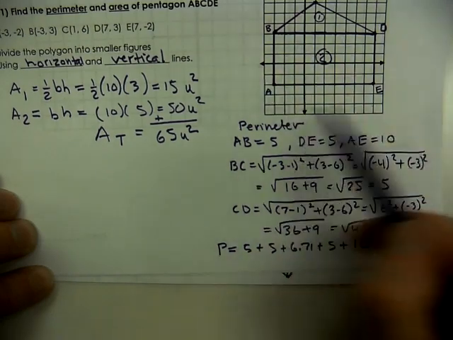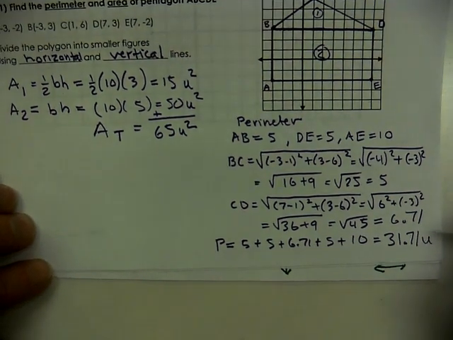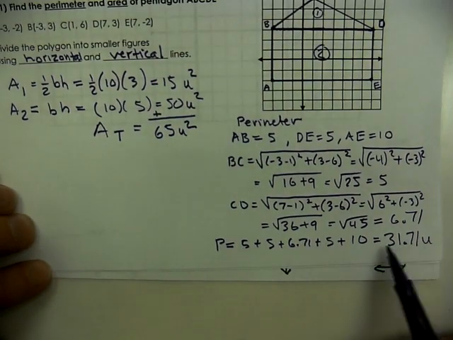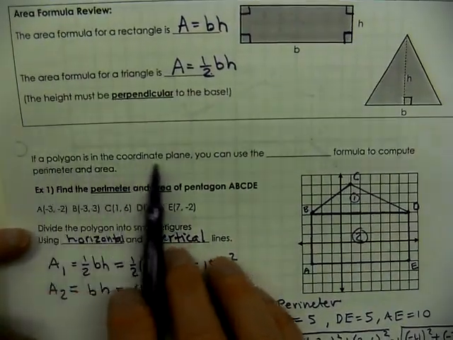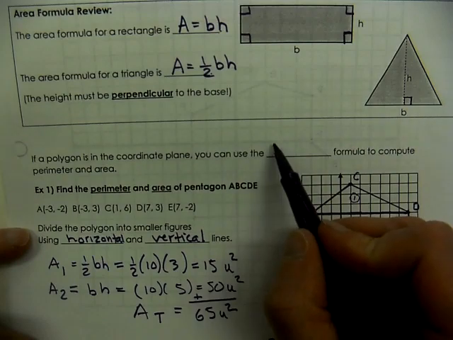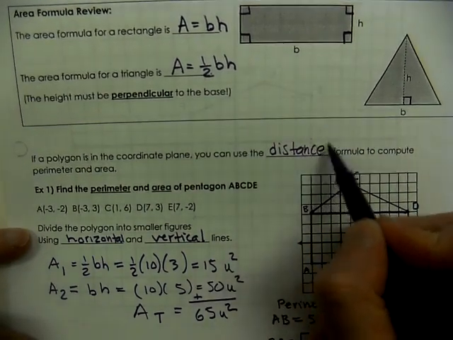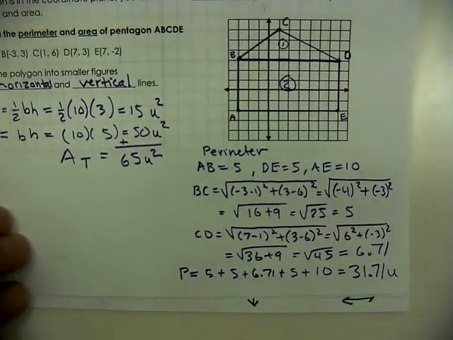And again, we don't have units provided, so we just use the letter U for units. These are not square units. Square units is only for area. These are just linear units, so 31.71. So that's what we're talking about here. If a polygon is in the coordinate plane, you can use the distance formula to compute the perimeter, and that's what we were just doing right there.